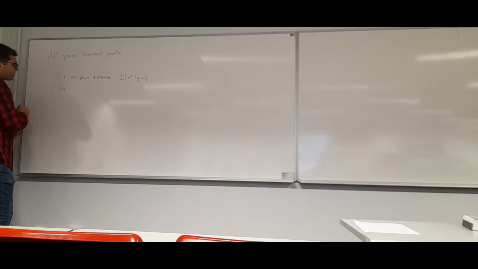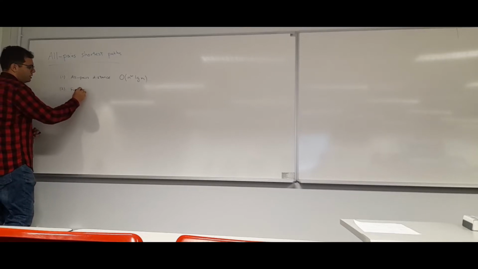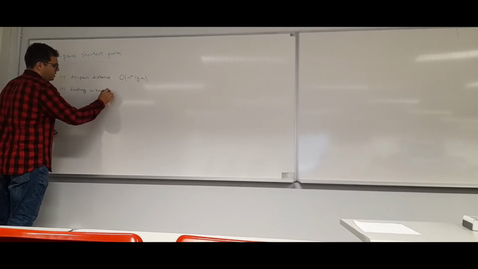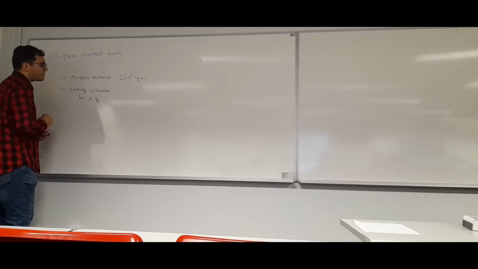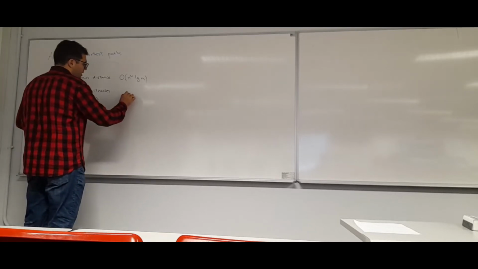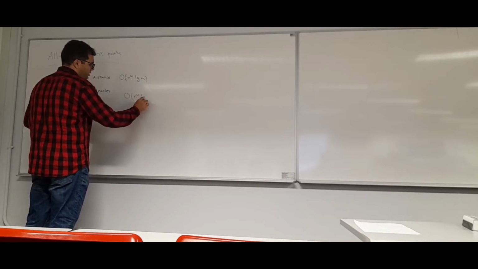And then the second algorithm we saw was about finding witnesses in Boolean matrix multiplication, finding witnesses for A times B, where A and B are Boolean matrices. And we saw that we can solve this one in a similar runtime, n to the power of omega, but then we had log squared of n.